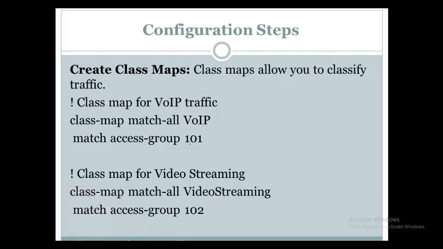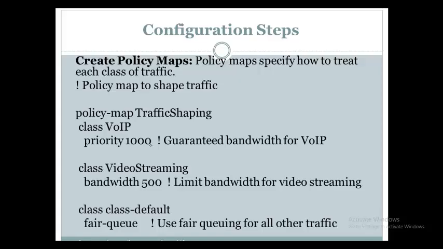No. This is a type of queue you are creating, not EF and all. This queue's weightage is high. No EF, no AF. That's a marking story. This is not marking. This is queue name. You are creating a queue called priority queue with 10,000 bytes. That's bytes actually, 10,000 bytes. And you are creating another queue with 500 byte bandwidth. So two queues are created, another one fair queue.